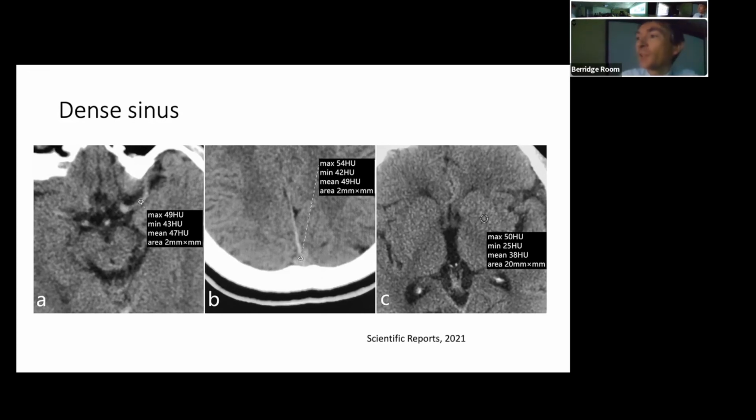In neonates and the younger kids, it can be harder because the arteries are often quite small. You may not get a good view of the arteries, but you need to be careful not to overinterpret a dense sinus in a young child. I suppose if there's clinical suspicion, you'd have to do a contrast enhanced CT or an MR. Okay.